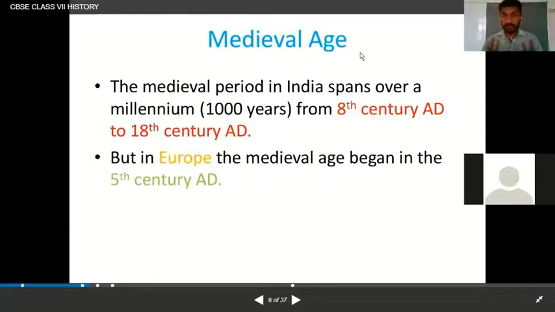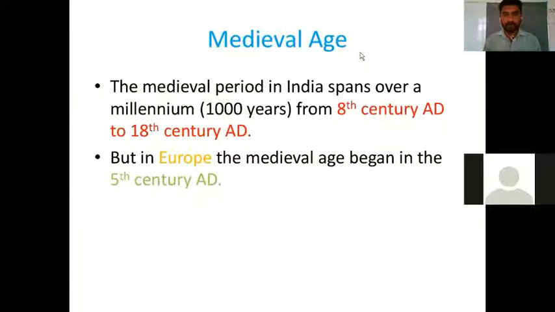So the medieval period in India spans over a millennium, from 8th century AD to 18th century AD. Okay, first of all, just understand the meaning of the word millennium. So, what is millennium? Millennium means 1,000 years. Okay, a period span of 1,000 years is known as millennium. So, in Indian history, the medieval age starts from 8th century AD to 18th century AD.